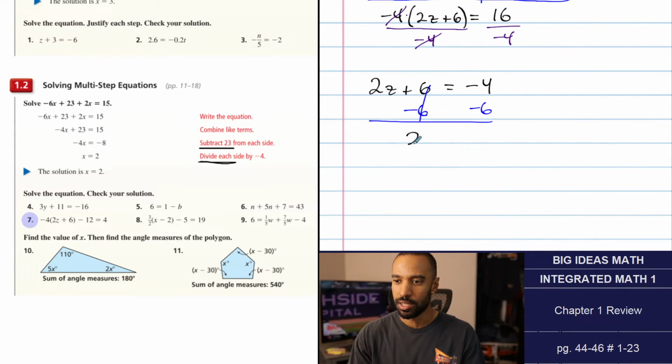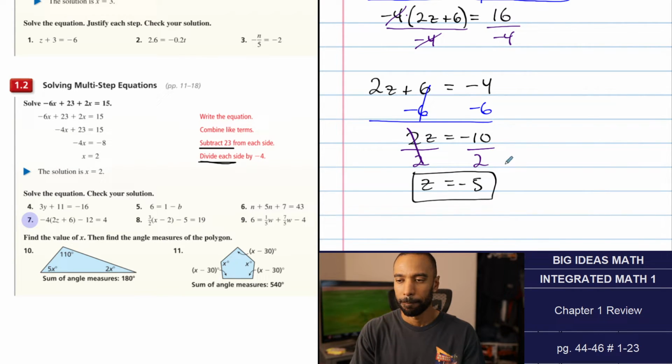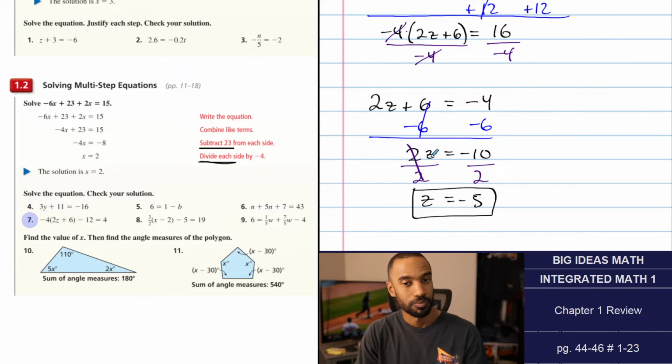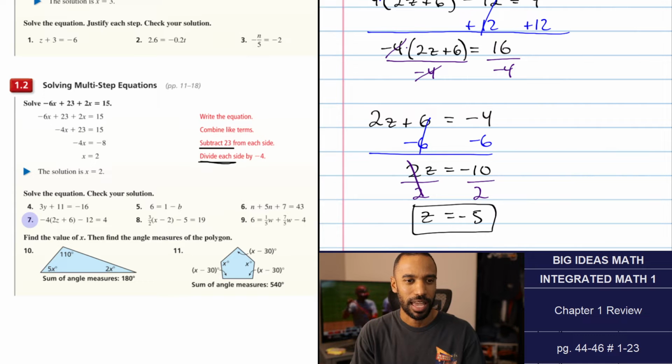We have 2z equals negative 10. And then let's divide both sides by 2. And we get z equals negative 5. Now we had z equals negative 5 before. We have z equals negative 5 now. So that's me checking my solution. Did it a different way and got the same answer.